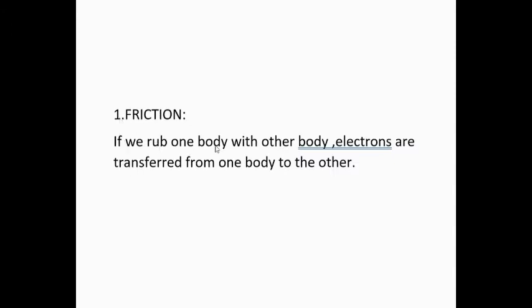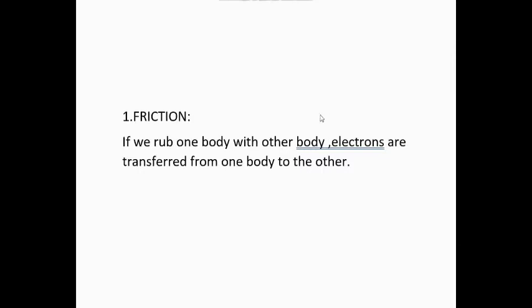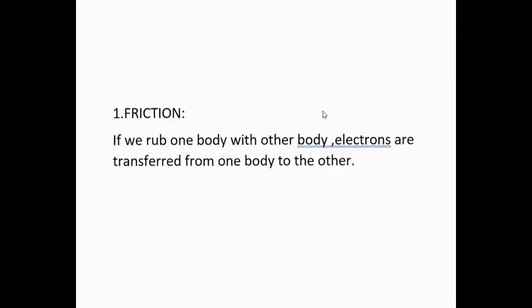If we rub one body with another body, electrons are transferred from one body to the other body. That is, if we take two bodies, something like 3 coulombs and again 5 coulombs, and if we touch each other, until the potentials become equal, charges will be transferred from one body to the other body. When we rub against each other, both bodies will get charged and total charge is conserved.